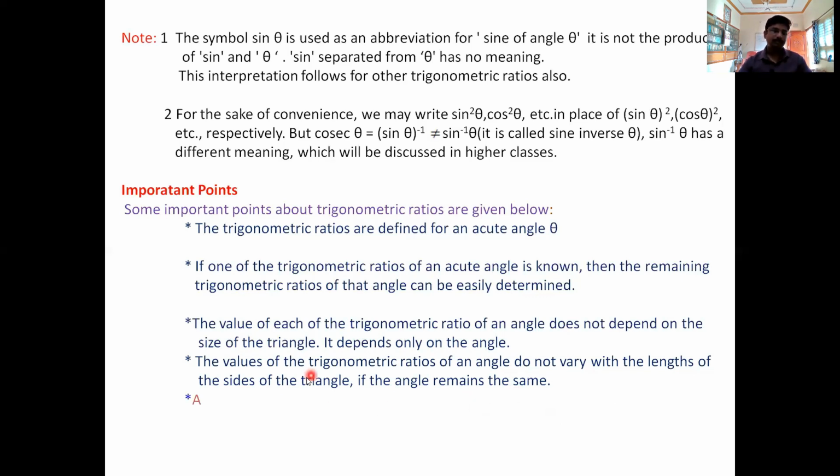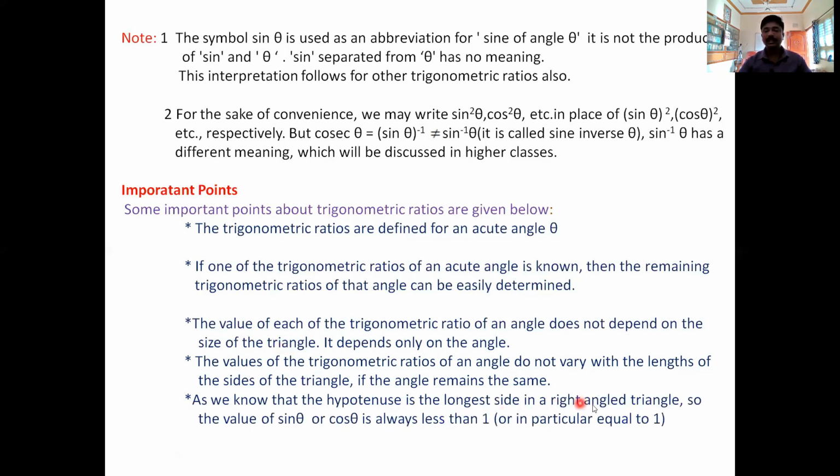Okay, next point. As we know, the hypotenuse is the longest side in a right angled triangle, so the value of sin theta or cos theta is always less than or, in particular, equal to 1. Whereas the value of sec theta or cosec theta is always greater than or equal to 1.